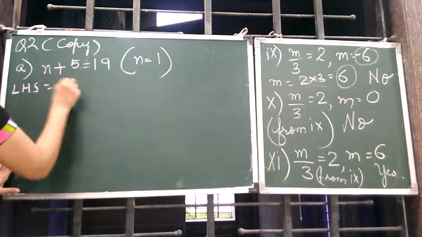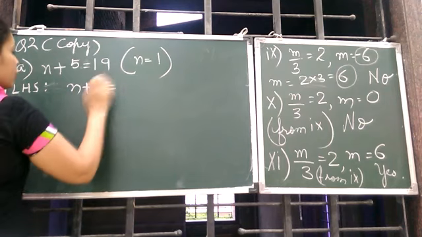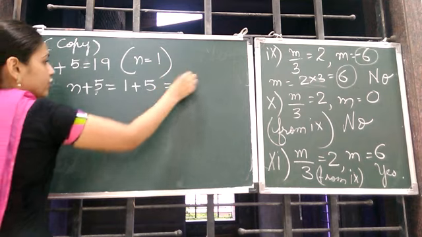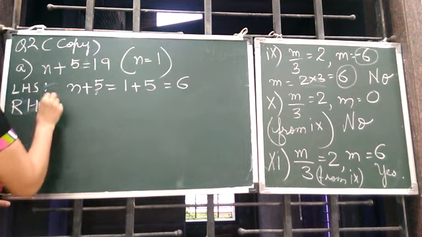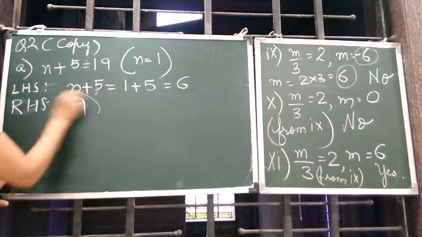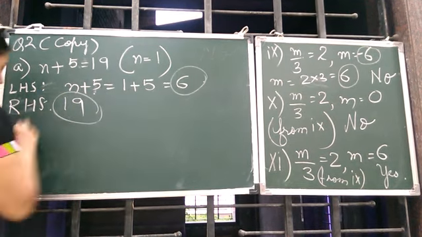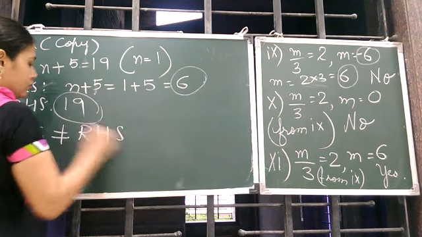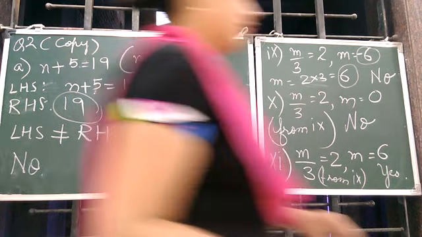LHS: n plus 5, that is 1 plus 5, which is equal to 6. And RHS is 19. LHS is not equal to RHS, you can see. So you will write what? LHS is not equal to RHS. So answer is what? No. Answer is no.